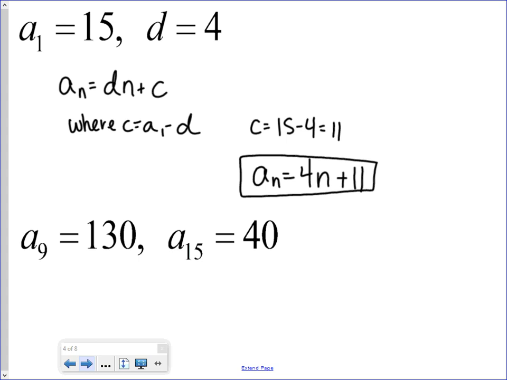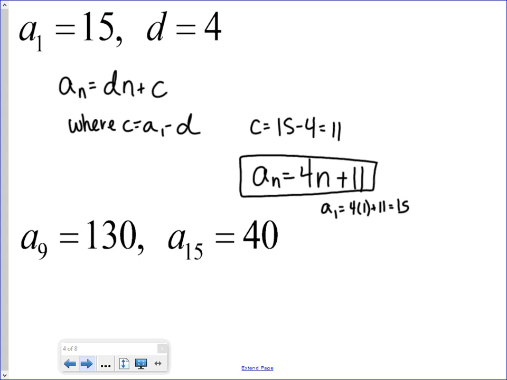Now, if I plug 1 in for n, I get the first term, a sub 1 equals 4 times 1 plus 11, and that's equal to 15. So I can check it works for that specific term. Okay, and then it's going to be increasing by 4 each time, so that follows along with the constant difference.